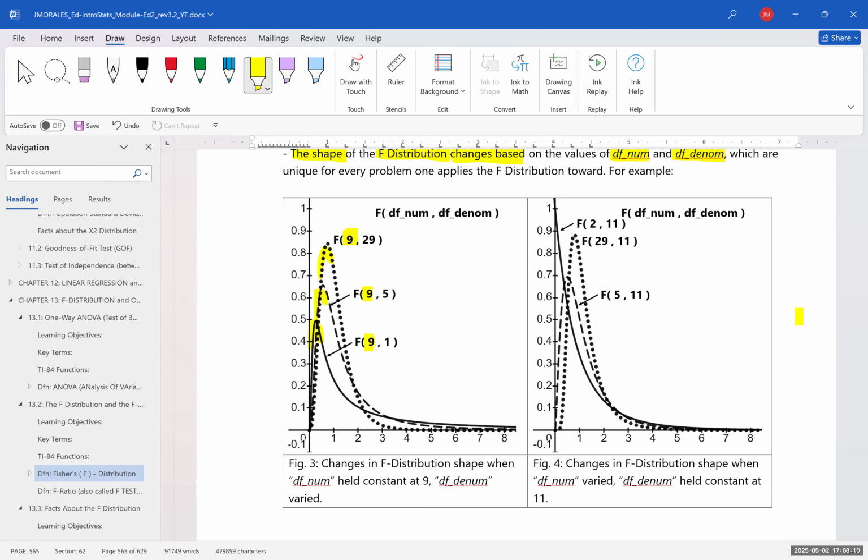Whereas with figure 4 on the right, I kept the degrees of freedom in the denominator equal, and I changed only the degrees of freedom of the numerator. And it goes from looking almost like a chi-squared type distribution when the sample size is small, to being kind of similar to what we got over here on the other side.